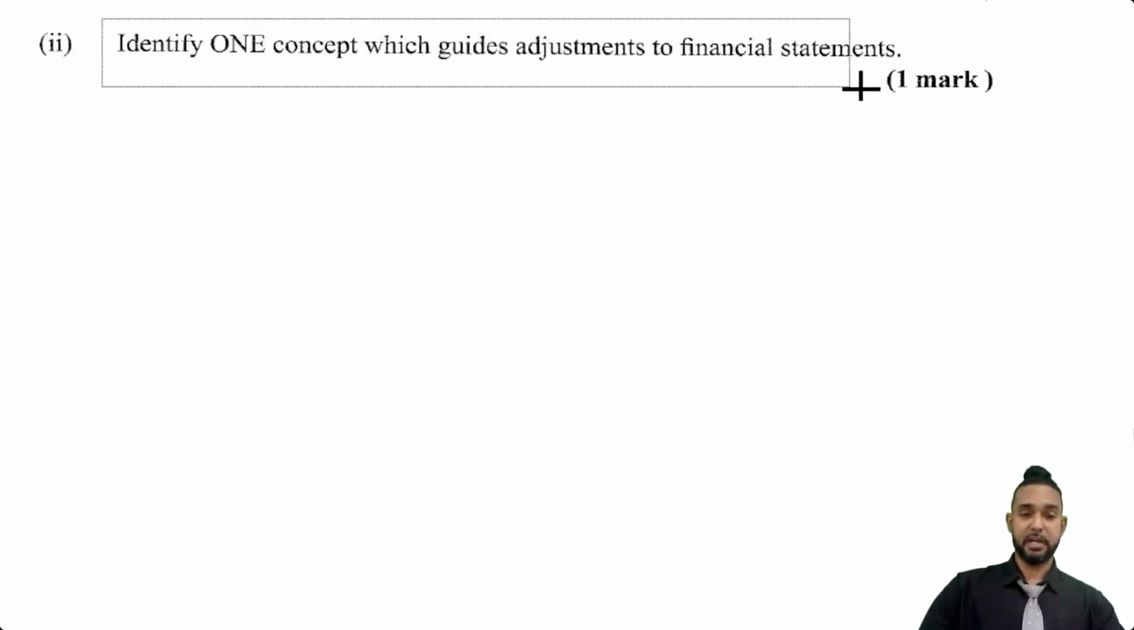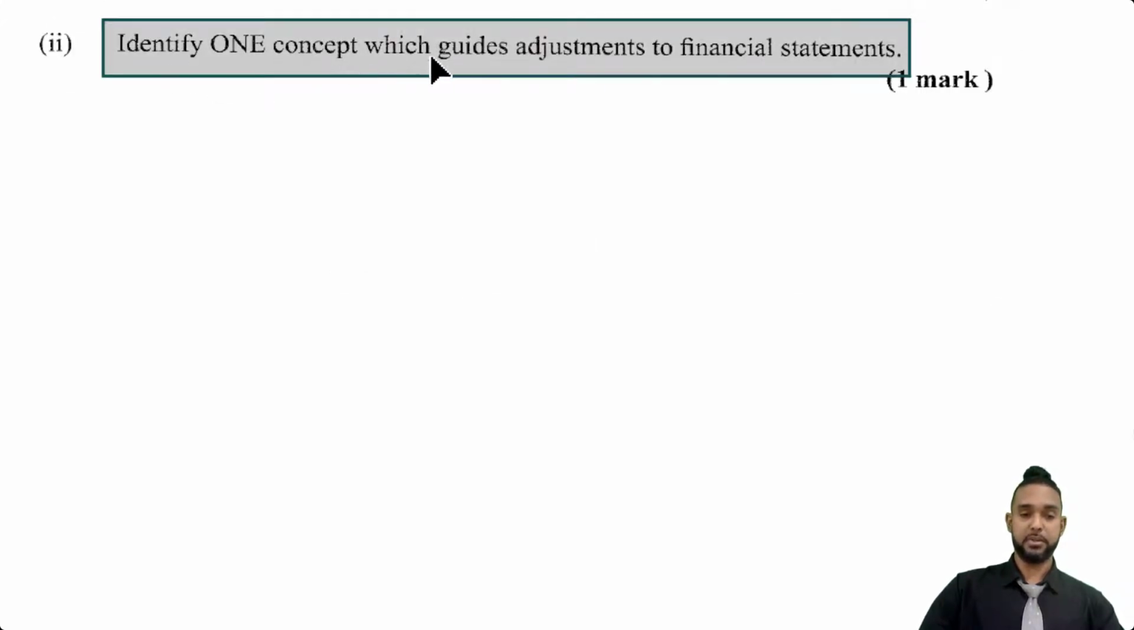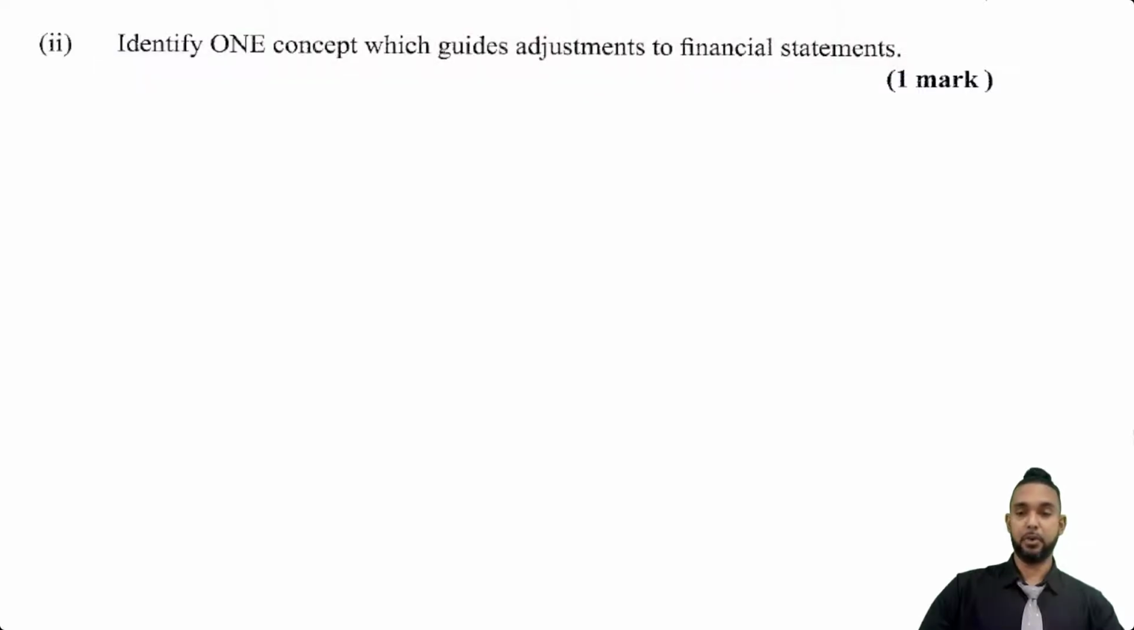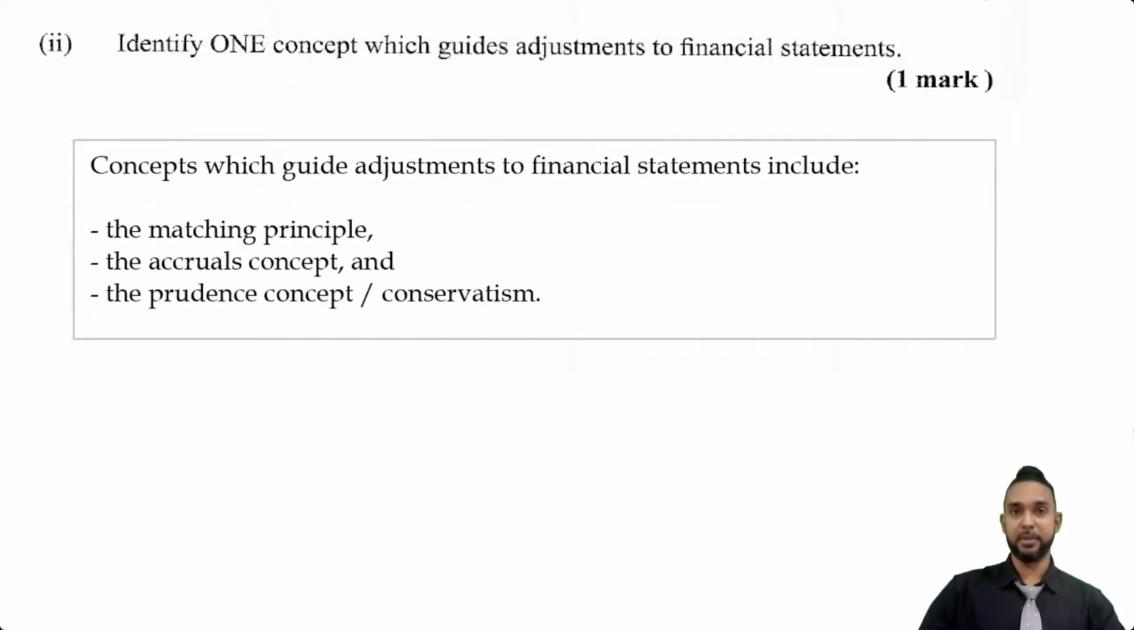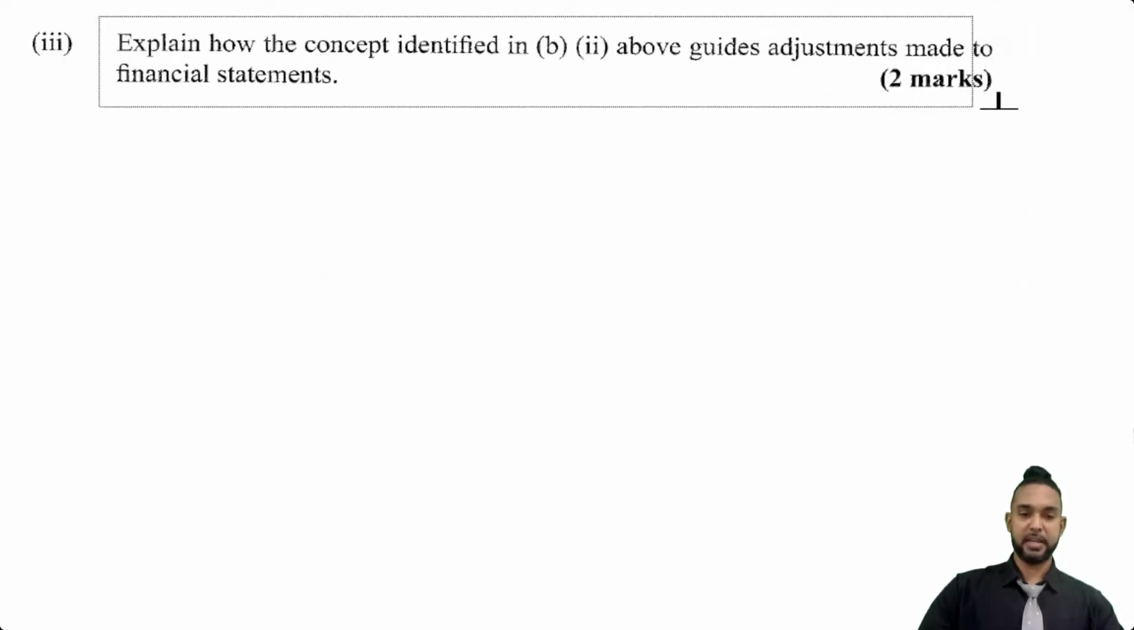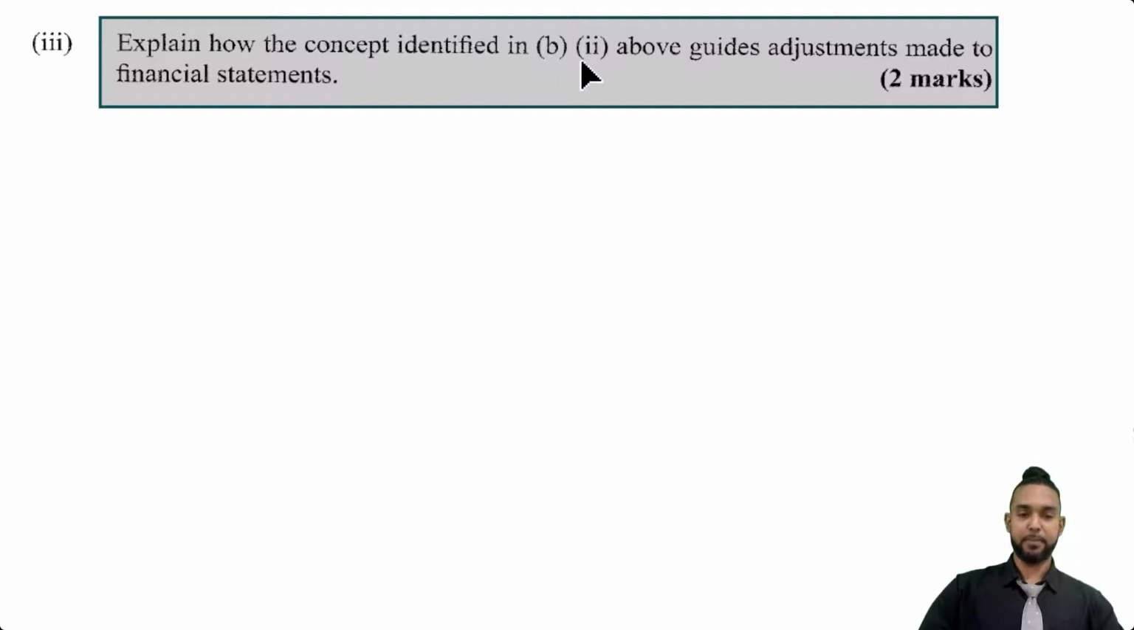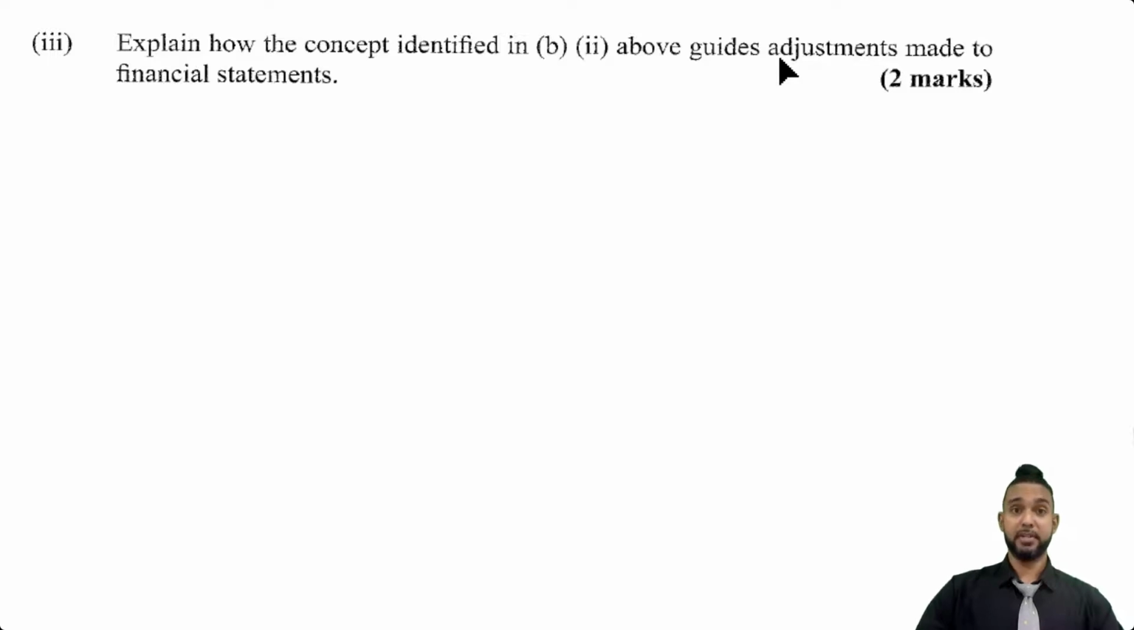All right. The next part says, identify one concept which guides adjustments to financial statements. Now, you know me. I'm not just going to give you one. I'm going to give you a few, so you can pick whichever one you like the best. So I put concepts which guide adjustments to financial statements include the matching principle, the accruals concept, and the prudence concept or conservatism. And finally, it says, explain how the concept identified in B part 2 above guides adjustments made to financial statements, 2 marks. So of course I gave you guys 3 concepts, so I'm going to give you 3 explanations. By the way, if you're not taking notes, what are you really doing?